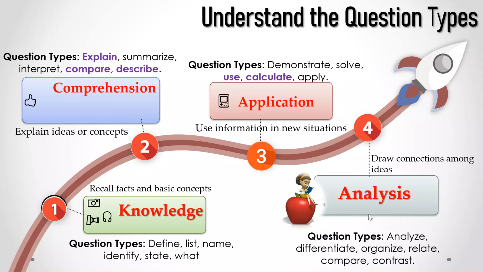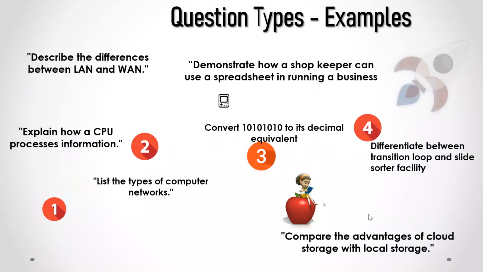Then category number four, analysis question. Under analysis, we expect you to draw connections among ideas. So here, you need to ensure that you draw connections. Question types include analyze, differentiate, organize, relate, compare, or even contrast. That is under analysis. So I'm going to give examples on each of these question types.